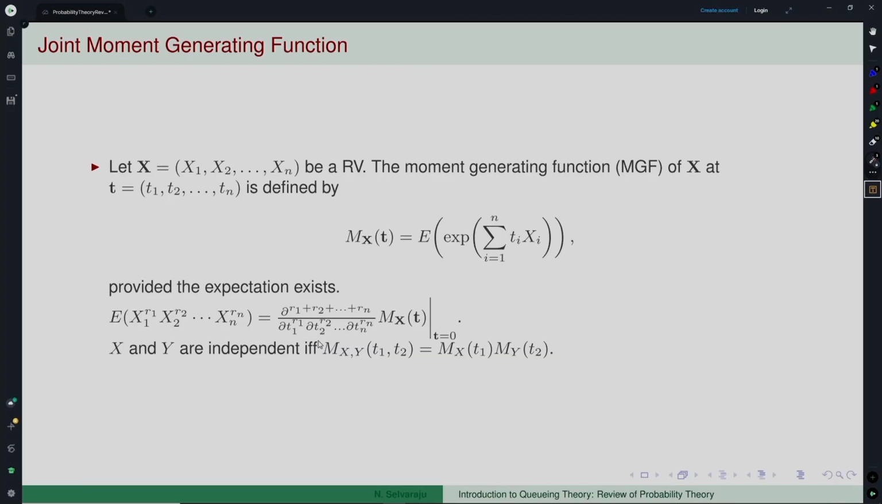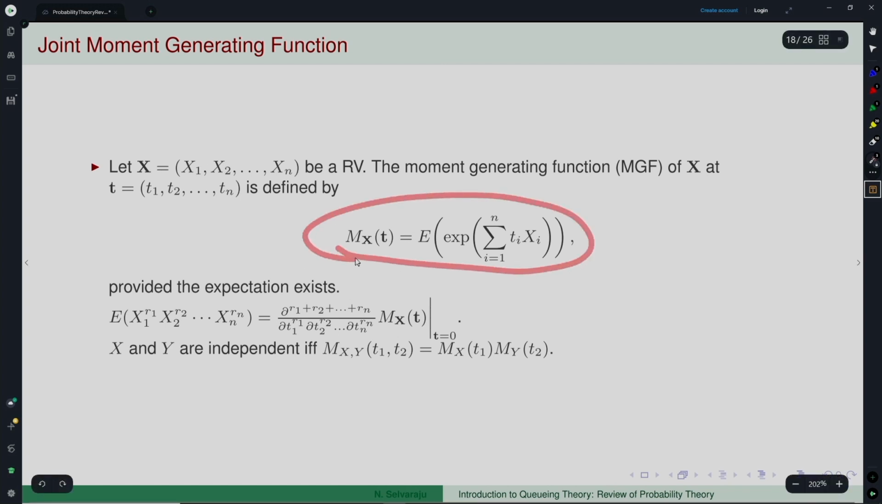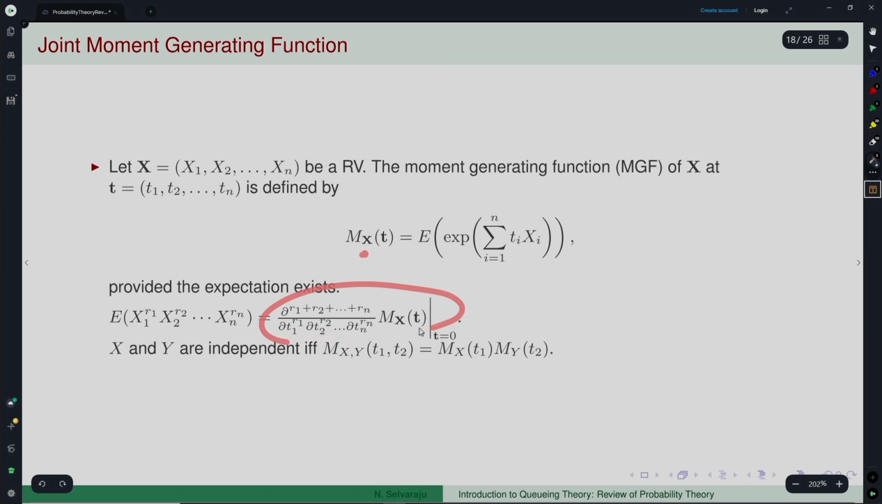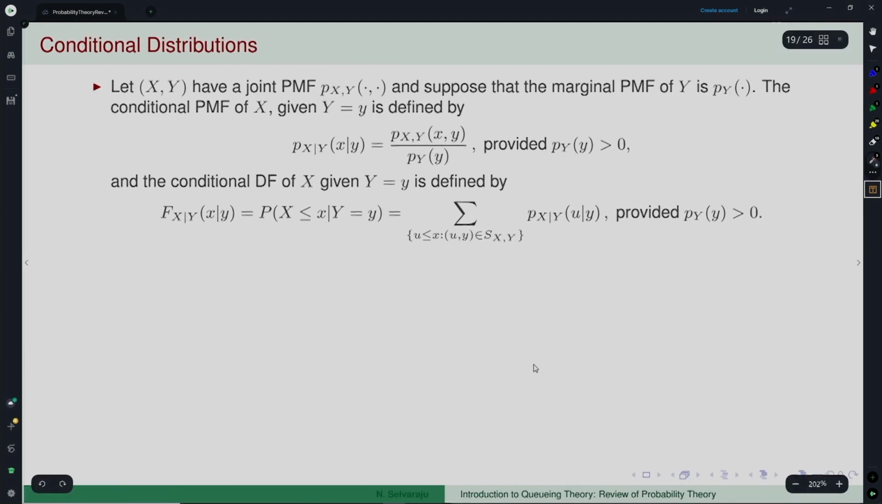Okay. Similar to the MGF, in the multivariate case also you can define the MGF of this random vector x to be this quantity as a simple extension of that idea, and from there you can obtain the moments by evaluating this. And x and y are independent if the MGF of x, y is given as the product of the MGFs of the individual random variables.